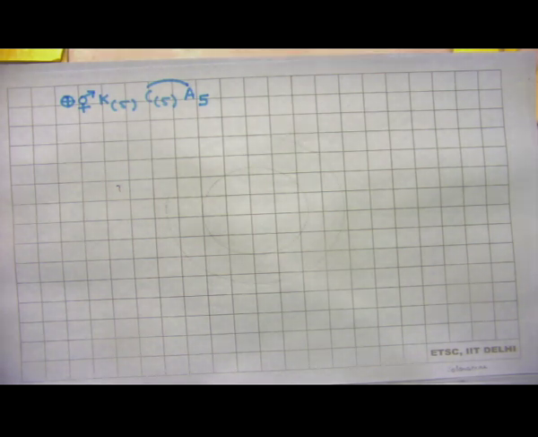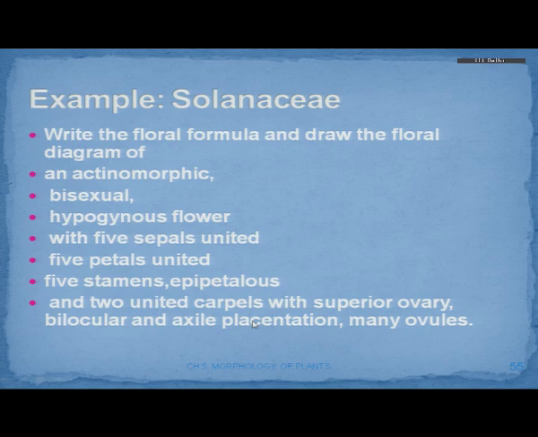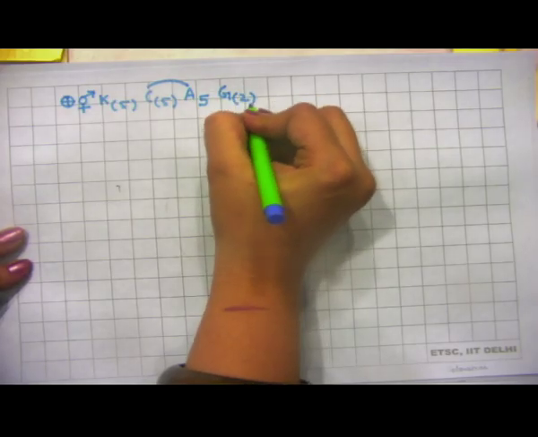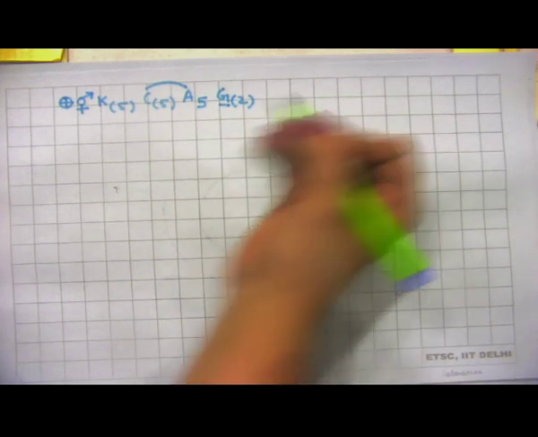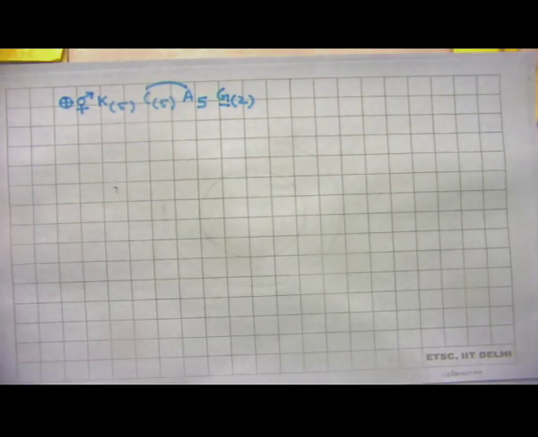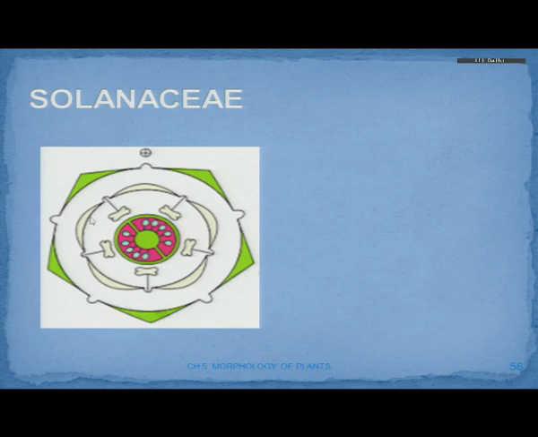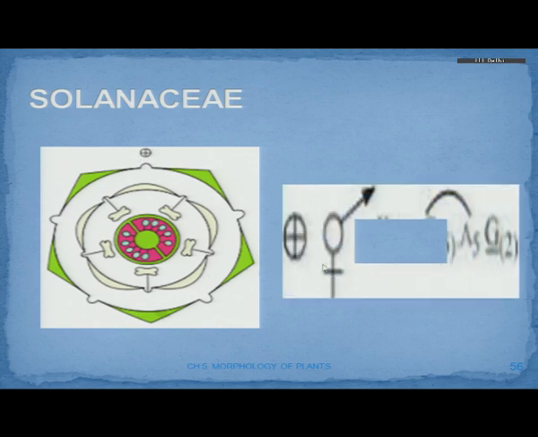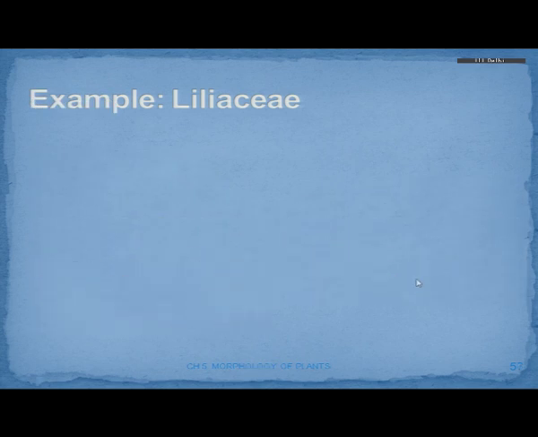Lastly, it says that there are 2 united carpels, and ovary is superior. There is axile placentation. We cannot show the axile placentation by the floral formula, but it can be shown in the floral diagram. So, this is the floral diagram given in your book, and this is the floral formula which we have just arrived at. Okay? Don't try to learn it, try to make it up on your own.